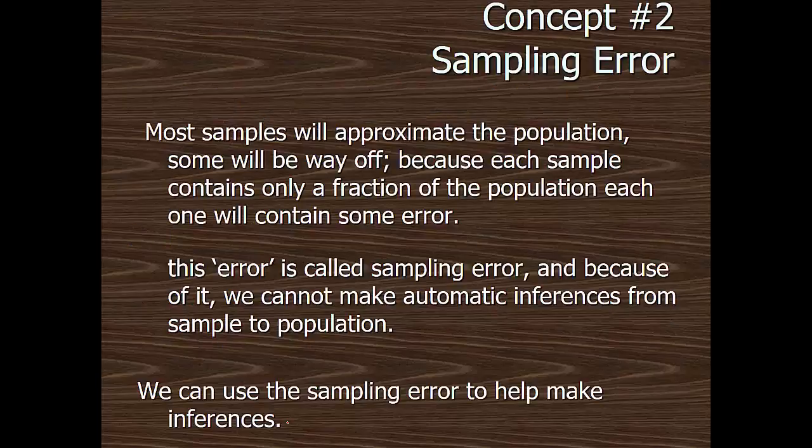Second concept, sampling error. Very important one. Most samples will approximate the population, as we saw in the class in exercise 15. Some will be way off because each sample contains only a fraction of the population. Each one will contain some error.